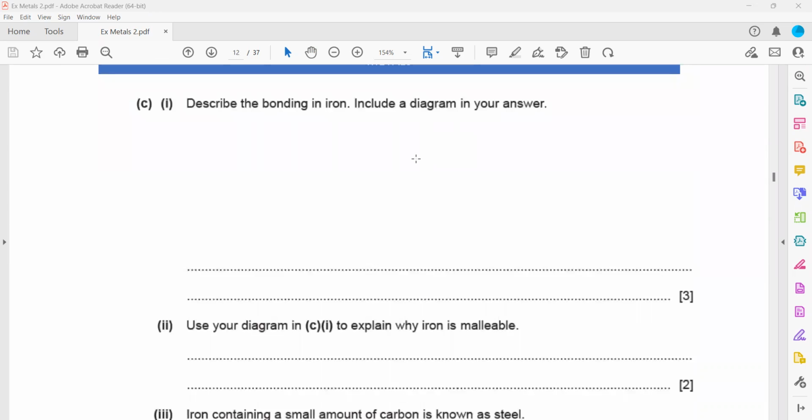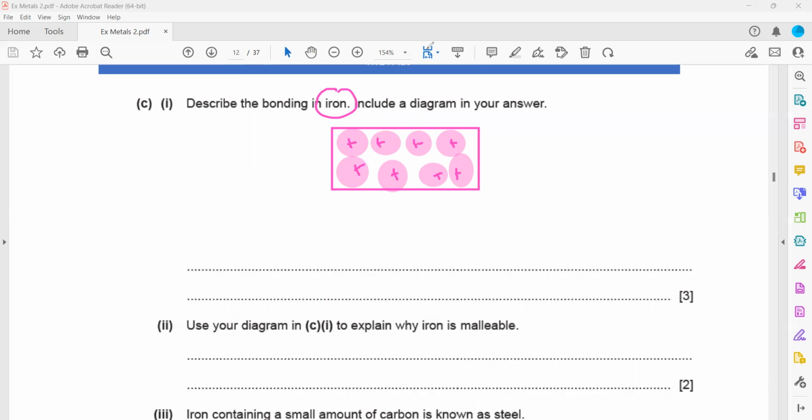Describe the bonding in iron. Actually, they can name any metal here, like iron, aluminum, copper, zinc. You always describe and include a diagram in your answer. So first, how to draw the general structure of a metal. You will draw a lattice, or a regular arrangement, of positive ions, and delocalized electrons, meaning electrons are free to move within the structure.